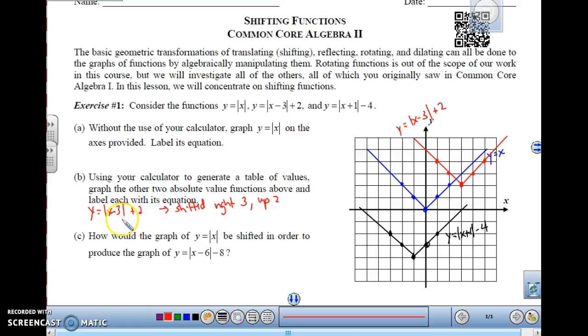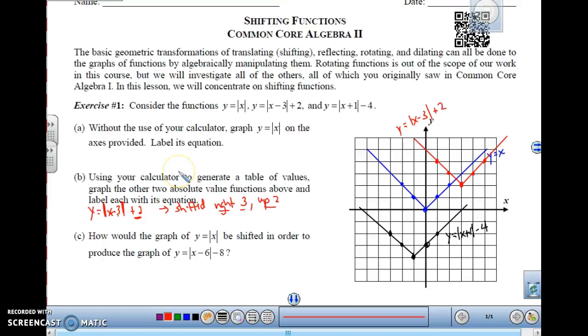Now look at the value right here. Inside the absolute value bars is the 3. Notice it is the opposite sign. It's like using the circle equation or the parabola equation in vertex form, this is always going to be the opposite sign. So if it's the x on the inside of the bars, or if it's inside parentheses for a parabola, it's going to shift the opposite way. So this is going to go to the right 3. The outside here is going to be like the y-intercept. It's going to shift up or down. So this is going to be plus 2, so we're going to go up 2.